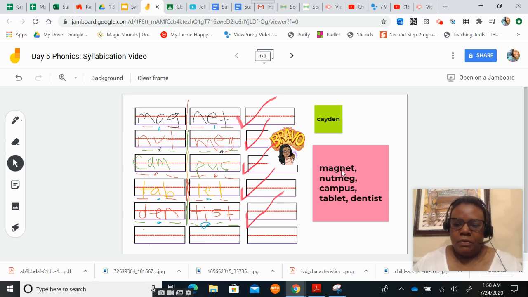The first word was magnet and they clapped it, magnet. And they wrote the first part of the word. The first syllable was mag. And then the second syllable was net.